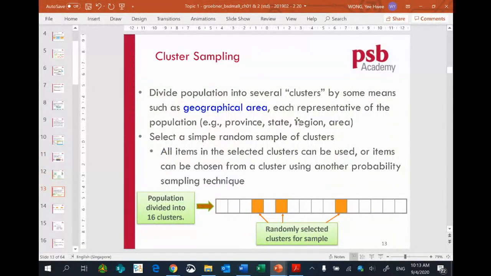Cluster: the grouping must be by geographical area. It can be by building, by streets, or by rooms. For example, in Marina Square, you have so many rooms. Let's say there are 25 rooms. I'm going to pick 5 rooms out of the 25. That is by room, right? So as long as it's by location, you call that cluster sampling.